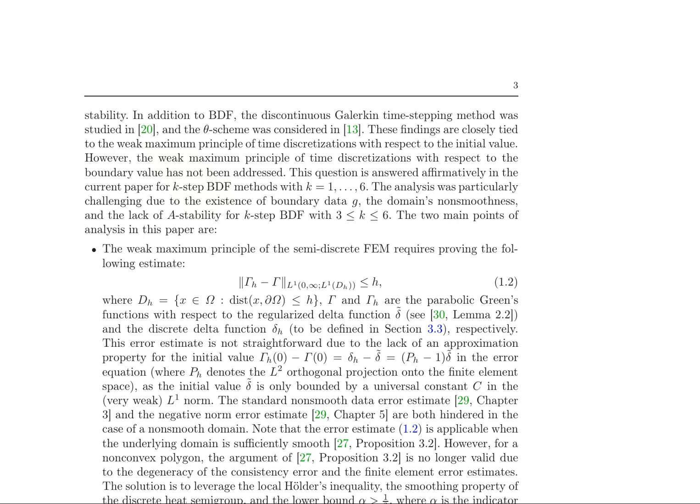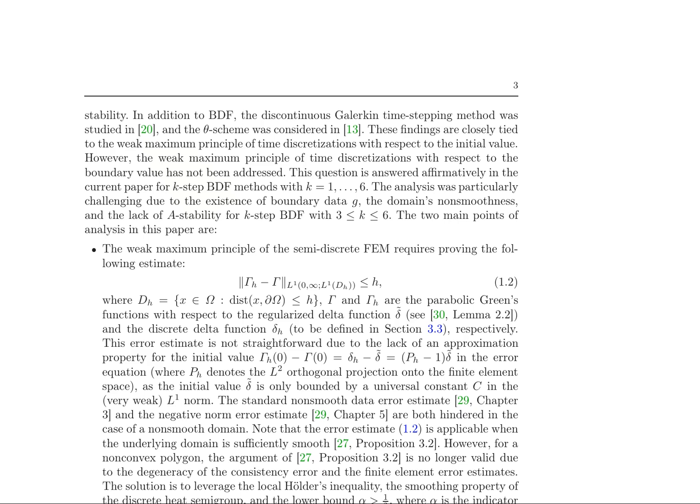The paper investigates the weak maximum principle of time discretizations with respect to the boundary value, a previously unexplored topic. Specifically, it examines the stability of k-step BDF methods with k ranging from 1 to 6, considering the challenges posed by boundary data, non-smooth domains, and the lack of A-stability for k-step BDF with 3 ≤ k ≤ 6. The analysis focuses on two main points.